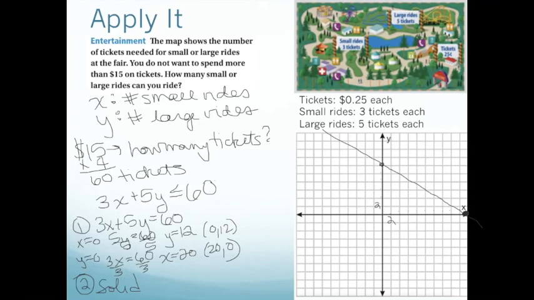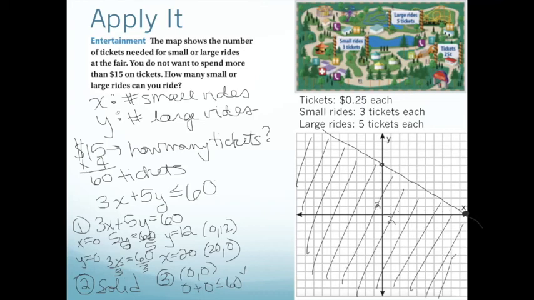Step 3 is to test a point. Let's test 0, 0. So if I have 0 plus 0, is that less than or equal to 60? Yes, of course I can afford to ride no rides, right? So that tells me I'm shading in the lower part of my graph, okay?